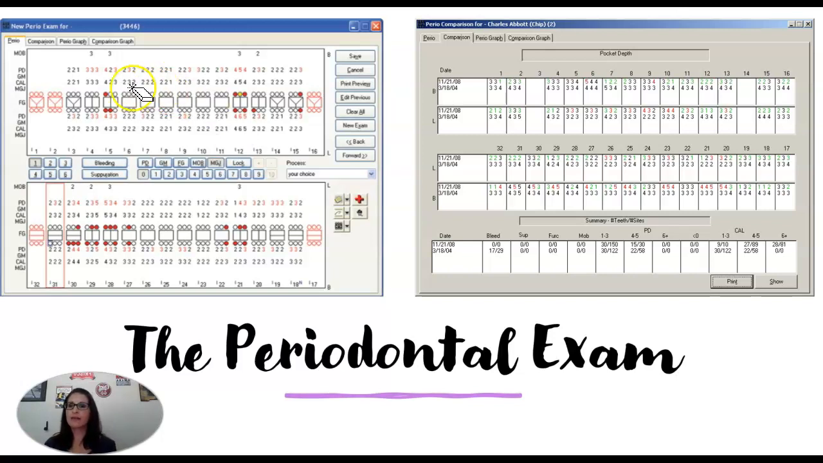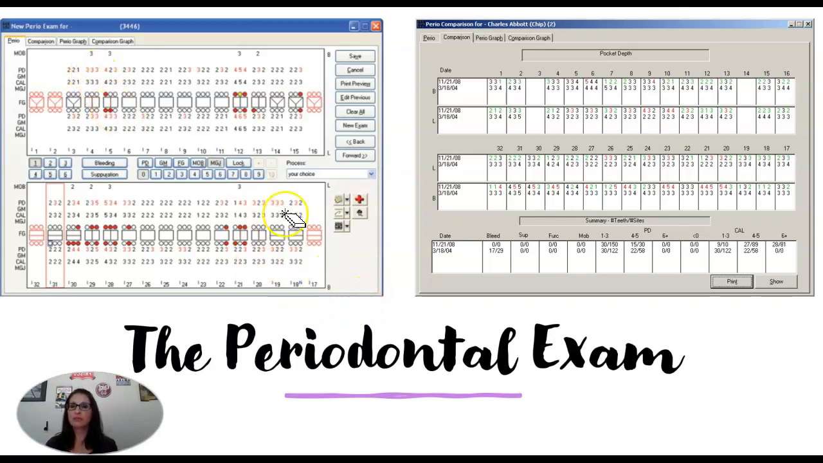You notice that the 3s, 4s, 5s, 6s are all highlighted in red, and that's to indicate that those are areas that we need to make sure that we're focusing a little bit more on. Even though 3s are considered normal, it's indicating red because it's at the very highest level of what would be considered normal. So we want to make sure that we are addressing this issue right away and making sure that the patient's oral hygiene is up to where it needs to be so that these don't get any worse.